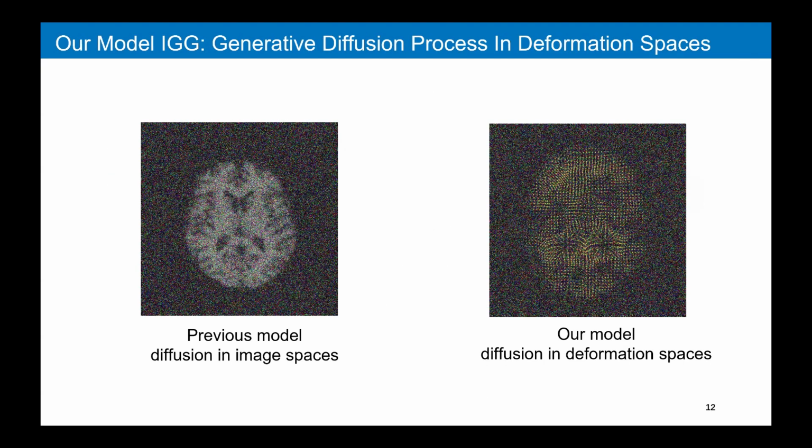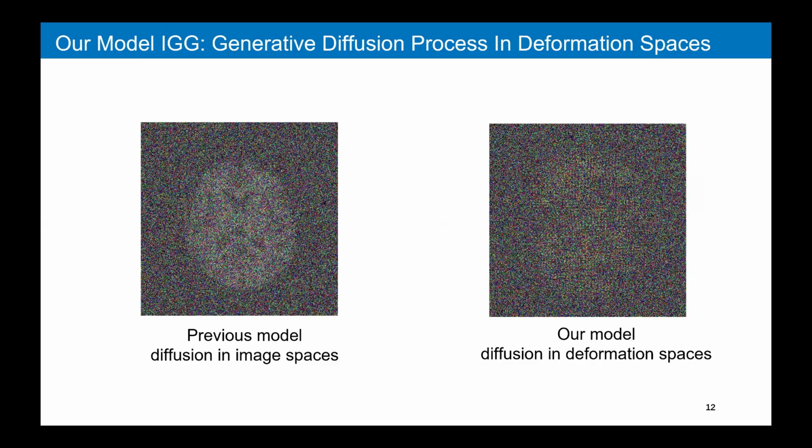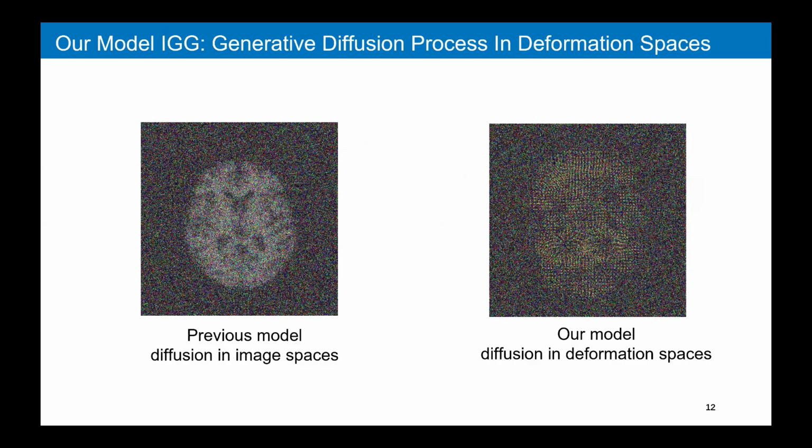So, this brings us to our model. In contrast to previous generative diffusion models, which operate in the image space, our approach performs diffusion in the deformation space. To be more specific, in the space of geodesic flows parameterized by the velocities.